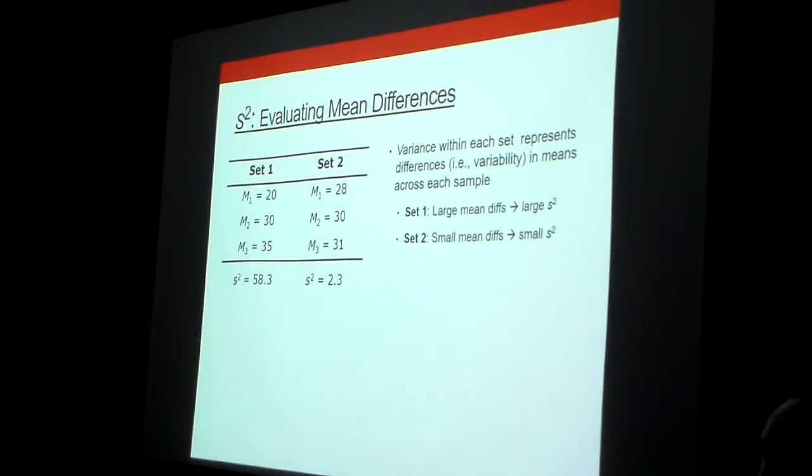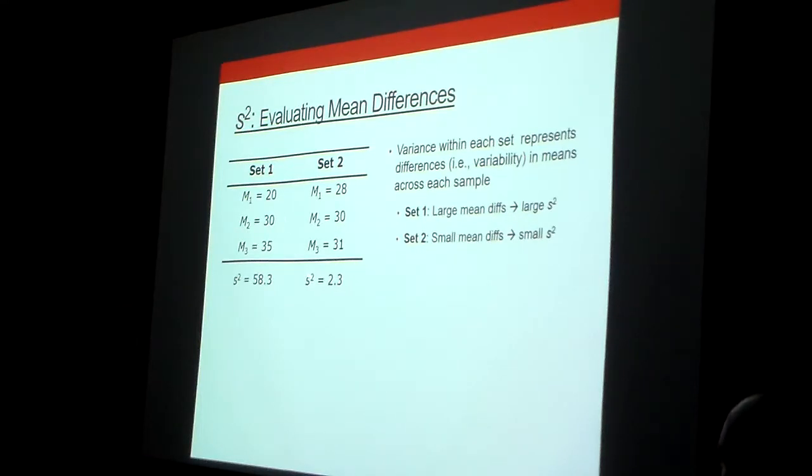Okay? So let's say I've got two different sets of means here. Set 1 has means of 20, 30, 35. Set 2 has means of 28, 30, and 31. What we see is that the variance of each set reflects the differences in means within each set. So if we have large mean differences, we're going to end up with large variance. If we have small mean differences, we have small variance.